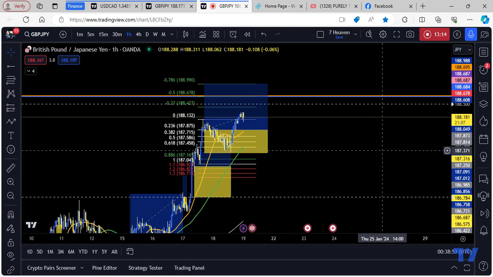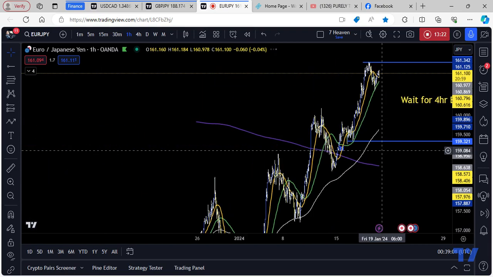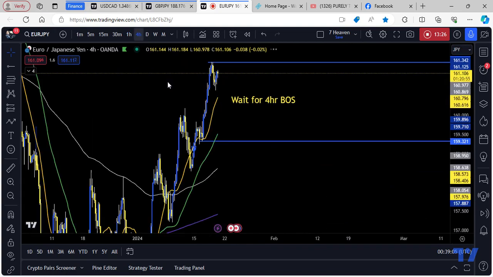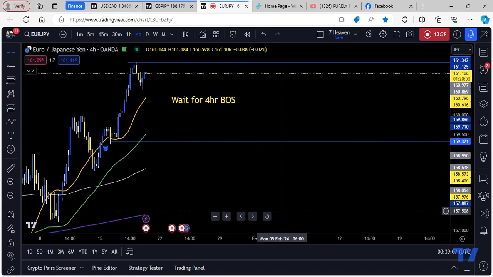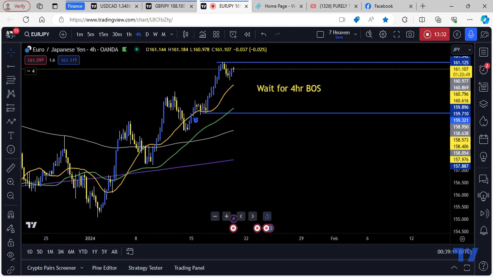So that's that on that. This one, euro, haven't traded this thing in the longest. Still waiting for that 4 hour to break structure. Until then, we ain't doing nothing much, right?